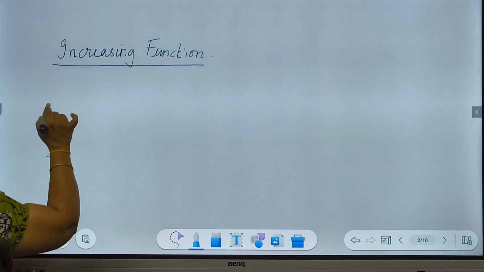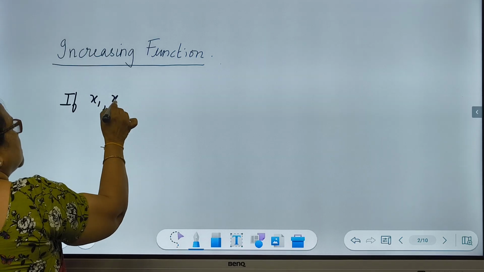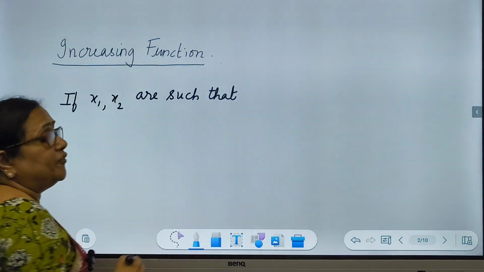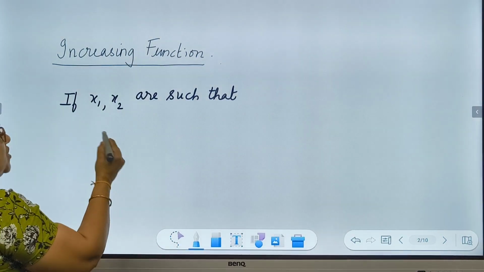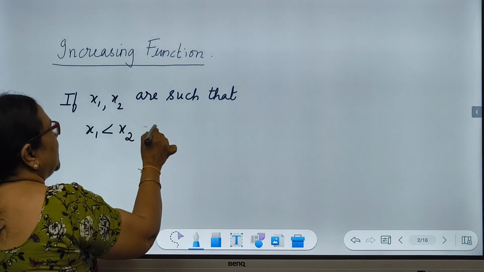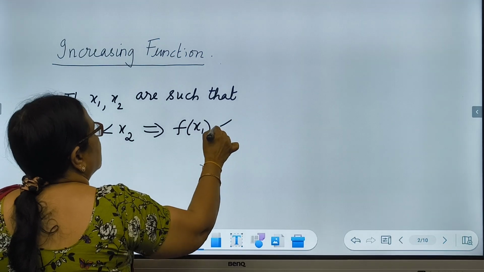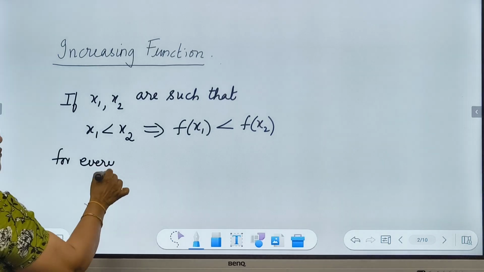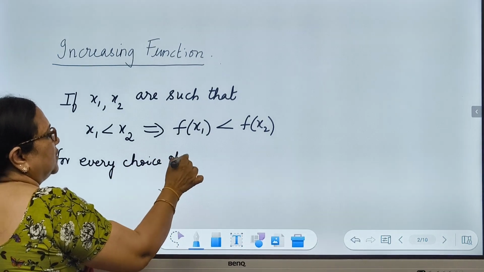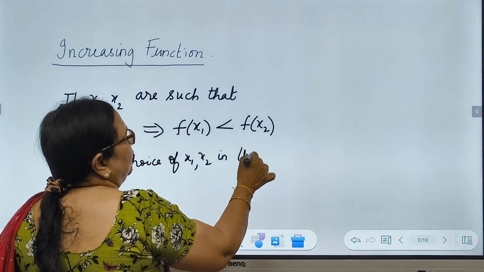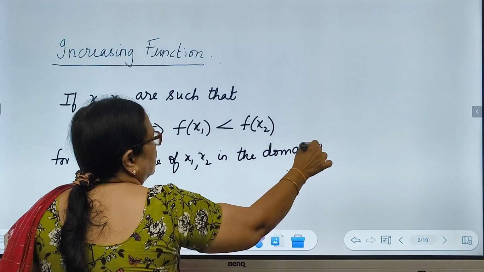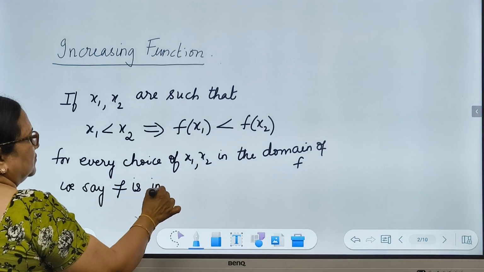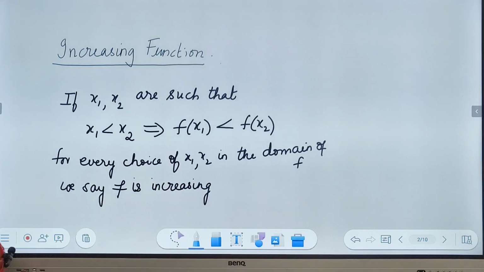Then I will show you lots of examples. Let f be a real valued function, and if x1 and x2 are in the domain such that x1 less than x2 implies f of x1 is less than f of x2 for every choice of x1, x2 in the domain of f, we say f is increasing. In fact, we say f is strictly increasing.